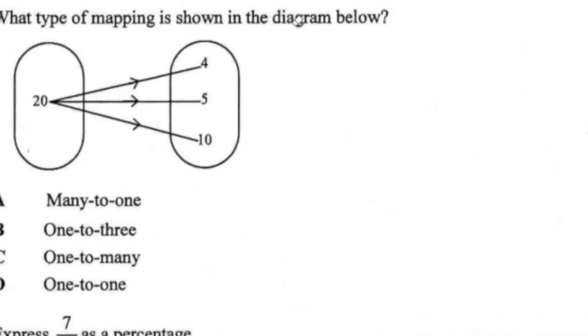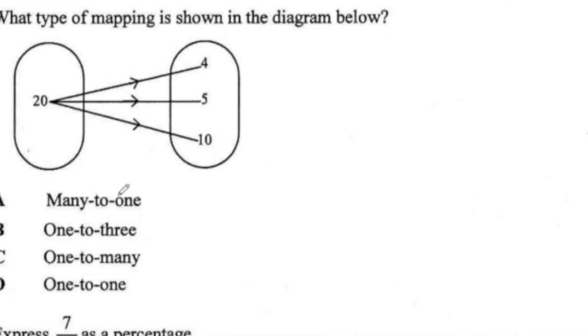Okay, so what type of mapping is shown in the Venn diagram below? This is the Venn diagram. So you can see 20. I'm sure they are talking about the factors of 20, which are 4, 5, and 10. Even if they have left 2 and 1, let's ignore that, but these are the factors of 20.